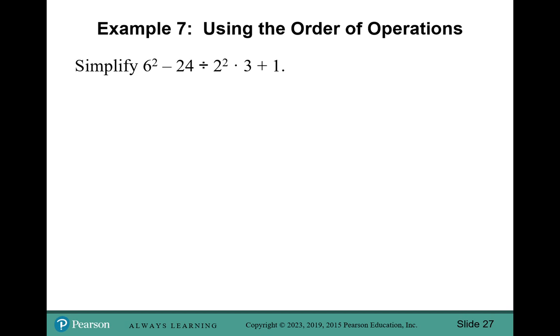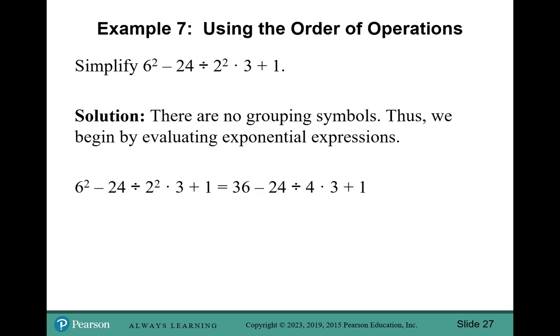So let's solve this using the order of operations. We don't have any parentheses here, but we do have exponents. Let's go ahead and solve these exponents out. There are no grouping symbols. That's why we're beginning with evaluating the exponential expressions. If I evaluate the 6 squared first, working left to right, 6 squared is 36.